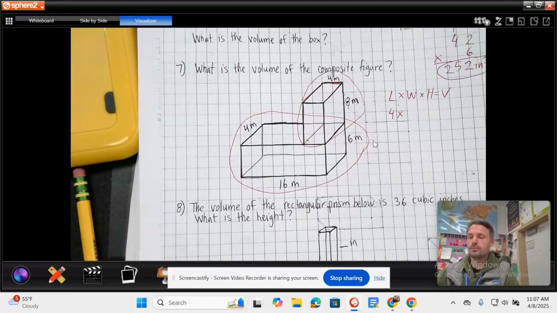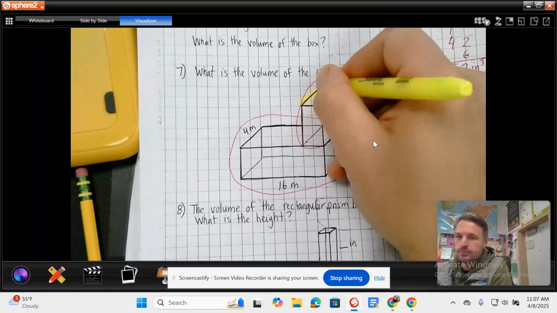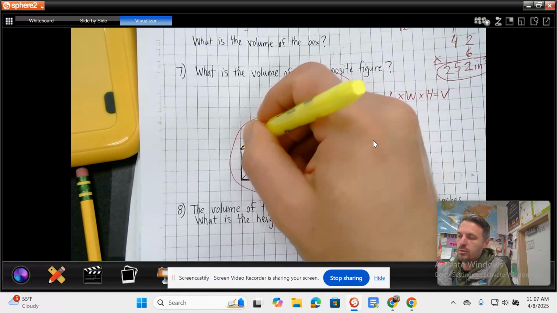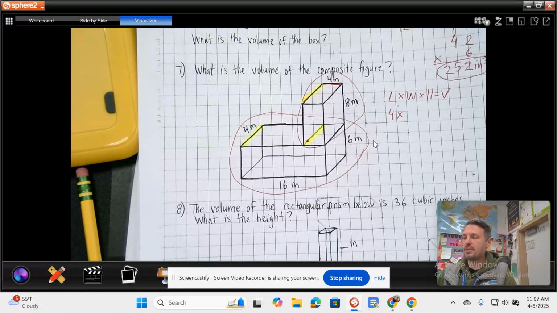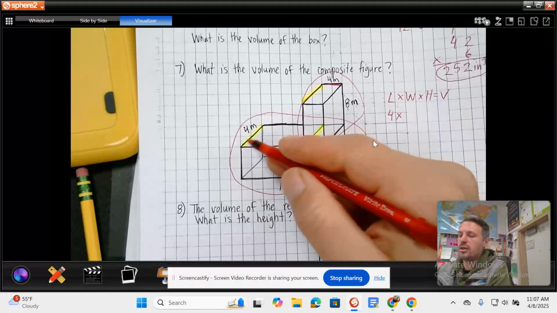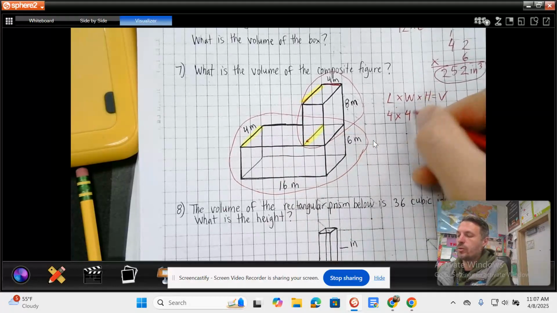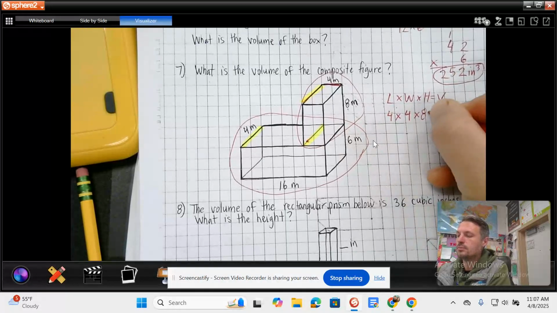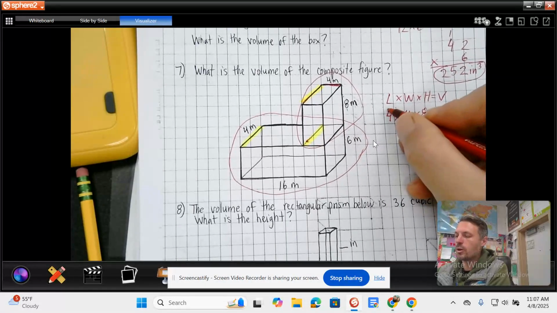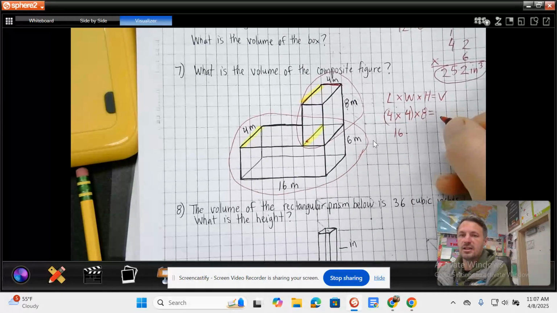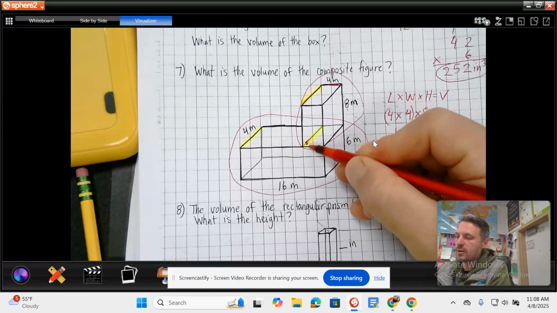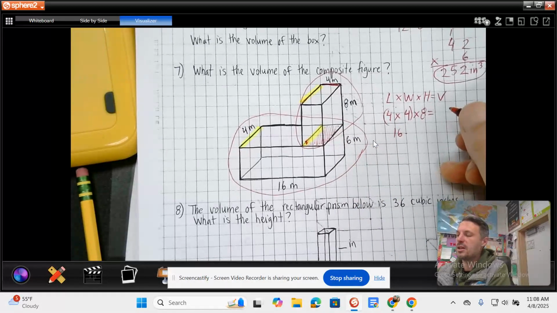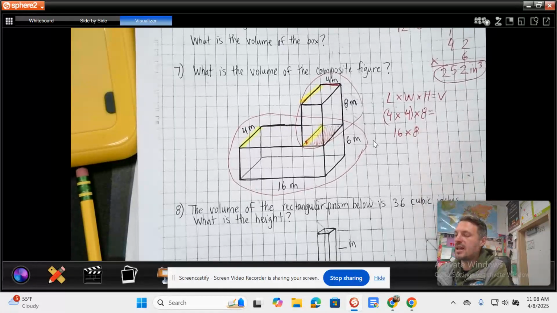Well, look. This line is parallel and congruent with this line, and that line is parallel and congruent with this line. So that means the width is also 4. The height from here to here says it's 8 meters. So we have 4 times 4. That's 16. That's the base. So the area of the base is 16 square meters. Now we have 16 times 8.